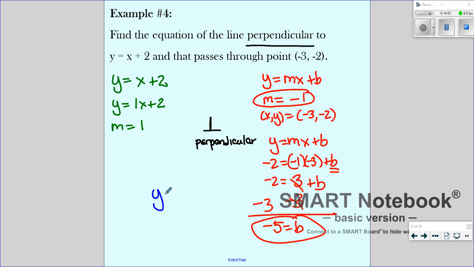So then we put y equals -1x, or you can put -x, same thing, minus 5. So this line is perpendicular to this line because the slopes are opposite reciprocals. Again, using the same steps that you learned with finding an equation of a line with a slope and a given point, but now you just have to do it based on, is the line perpendicular or parallel to the given equation?